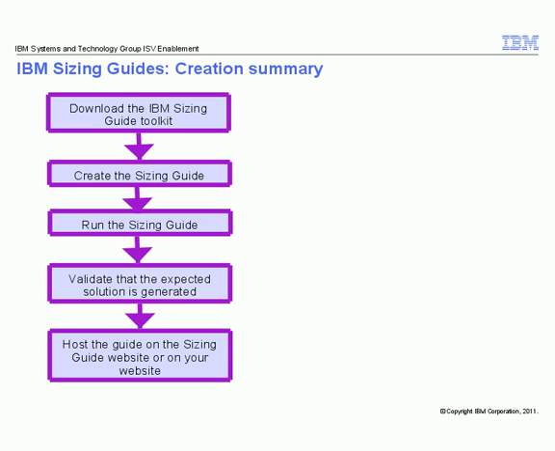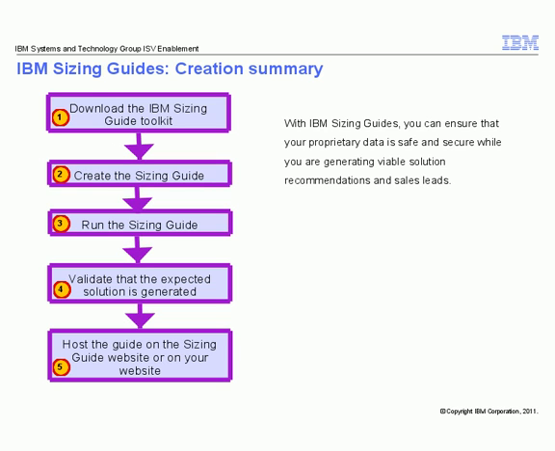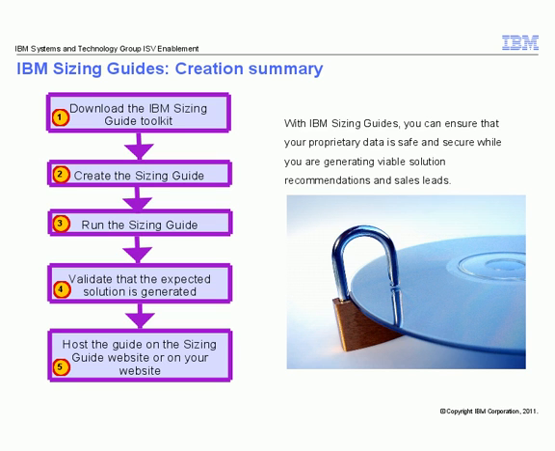A quick summary of the sizing guide creation process is as follows. Download the IBM Sizing Guide Toolkit. Create your sizing guide. Run the sizing guide from your web browser and validate that it generates solutions that you expect and normally recommend. After you are satisfied with your sizing guide's recommendations, you can host the sizing guide on the IBM Sizing Guide website or on your website for your sales team and customers. With an IBM Sizing Guide, you ensure that your proprietary data is safe and secure when you are generating viable solution recommendations and sales leads.